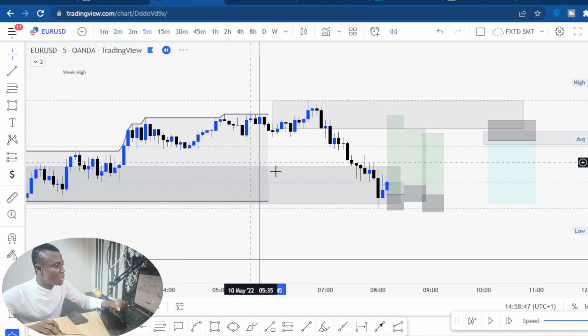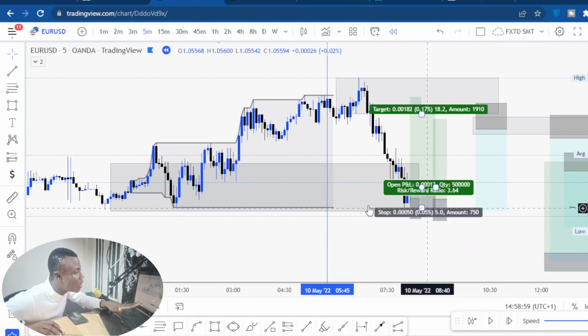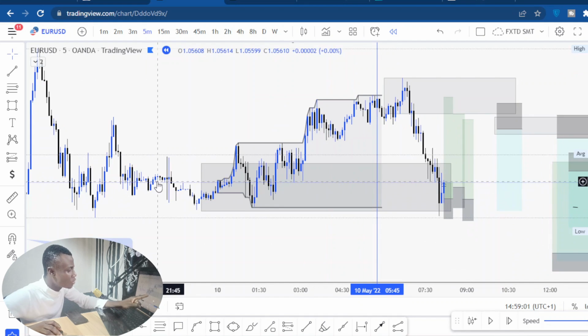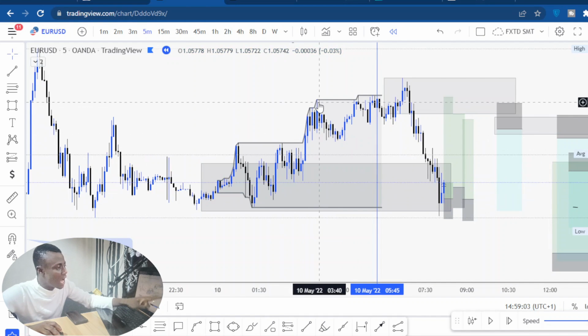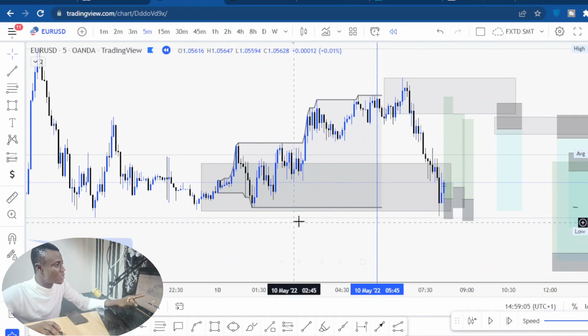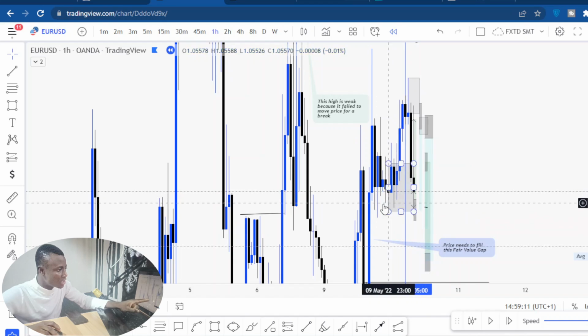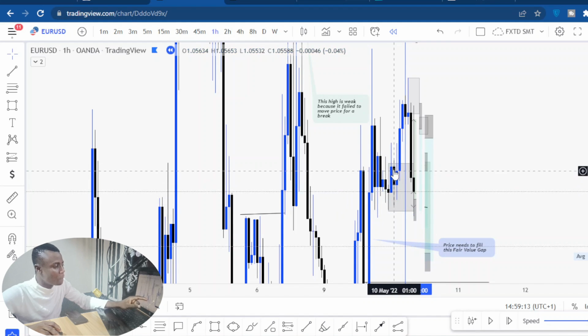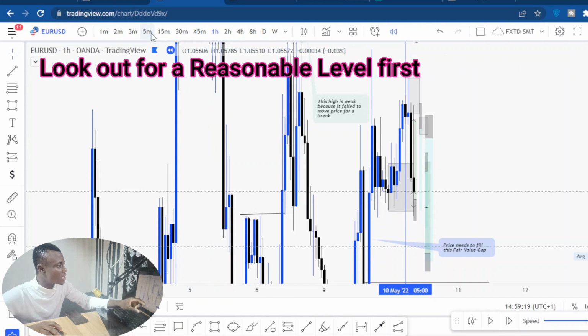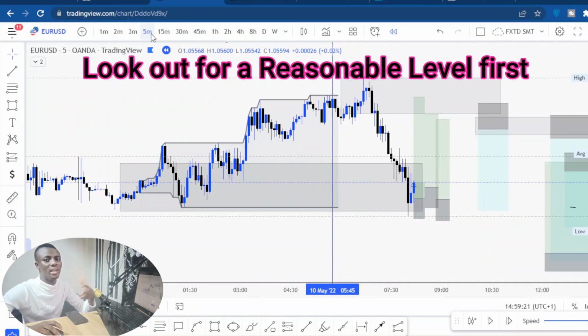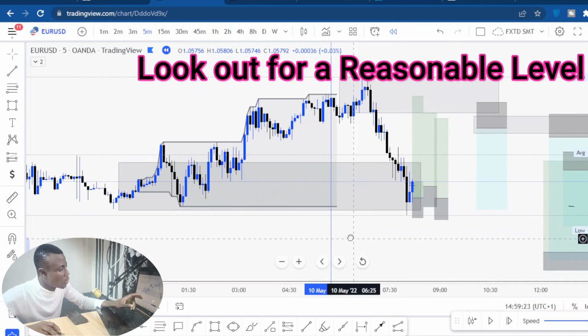So going to the 5 minute now, at this point I'll say, okay, I might want to take this trade. Why? Because price is taking the Asian low, irrespective of where price is. And aside from that, on the hour time frame, we could see that price was already mitigating one of the other blocks that I was actually looking at. So you must ensure that you are looking at a level first if this must work out for you.